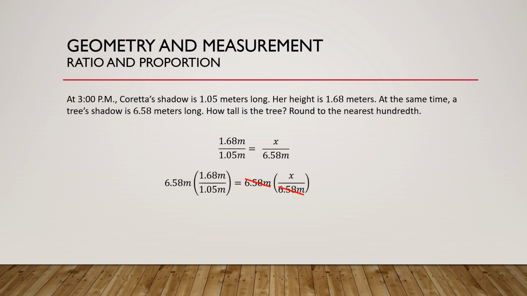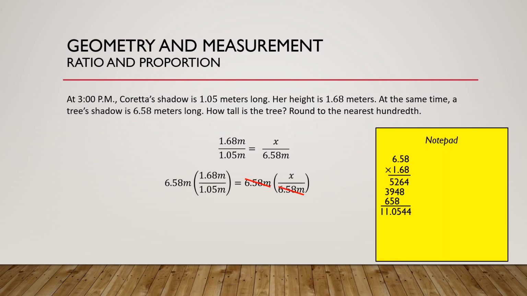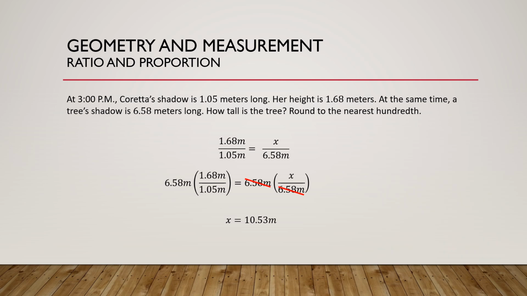On the left side, 6.58 times 1.68 equals 11.0544. Then we divide 11.0544 by 1.05 to get 10.528. For our final answer, 10.53 meters tree height is rounded to the nearest hundredth, or 2 decimal places.